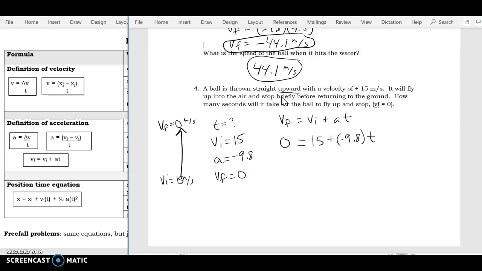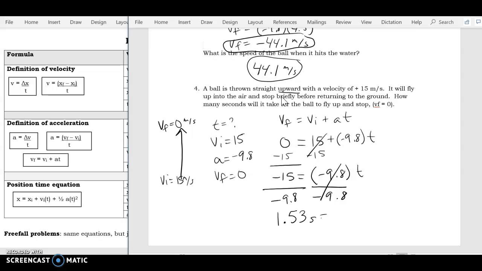We're solving for t. So we're adding 15, so we need to first subtract 15. Cancels here. That gives us a negative 15 on that side. Bring everything else down. And then divide by a negative 9.8. Cancels on this side, so negative 15 divided by negative 9.8 is 1.53 seconds to get to the top.